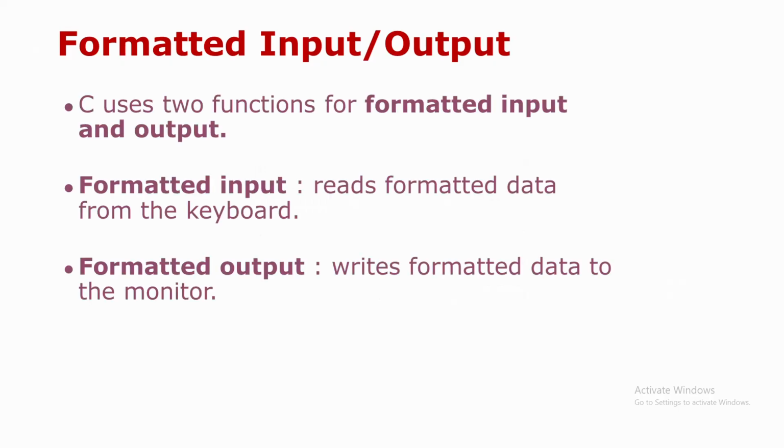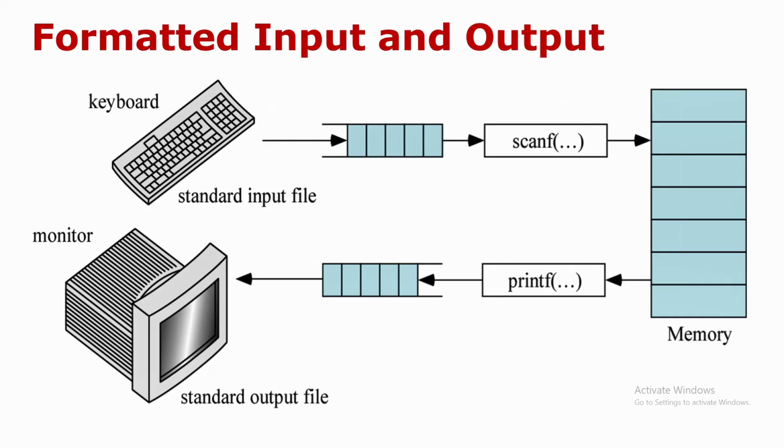C uses two functions for formatted input and output. Formatted input reads formatted data from the keyboard. Formatted output writes formatted data to the monitor. Now look carefully at this diagram. C programming provides several input and output functions. They are grouped into two sections. The first section is input functions. These functions receive data from the keyboard. Examples are scanf, getchar, getch, getc. Among these, today we are mainly studying scanf because it is a formatted input function.